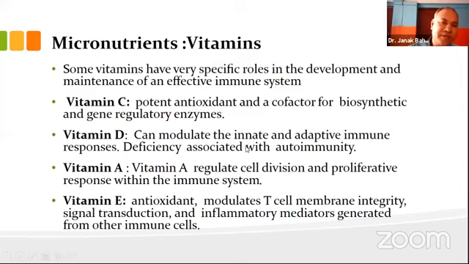Another vitamin is vitamin A, which regulates the cell division and proliferation of immune cells, and it also acts as an antioxidant, thereby reducing inflammation. Another vitamin is vitamin E, which is also an antioxidant, which modulates T cell membrane integrity, signal transduction, and inflammation mediators generated by other immune cells. So vitamin C, vitamin D, vitamin A, and vitamin E are the important vitamins which play a very important role in immune function. And of course, vitamin B complex also has some role in this.